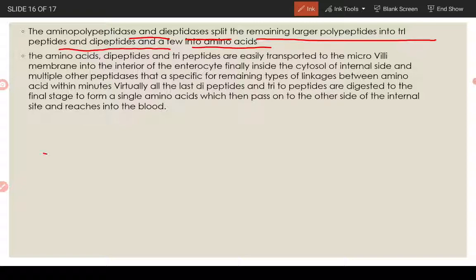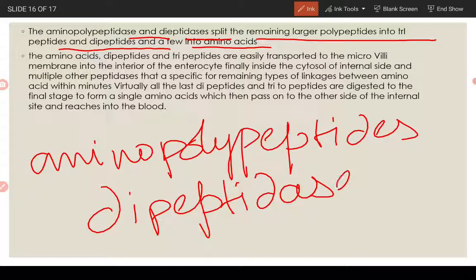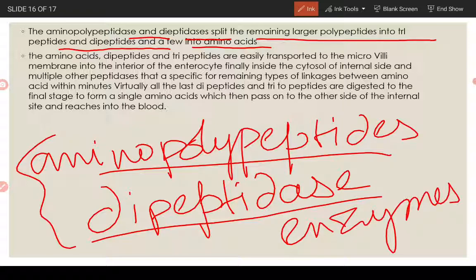So there are two enzymes, like I said, aminopolypeptidase and dipeptidase, at the brush border of the microvilli, and their only function is to break down the larger polypeptides which come into contact with them in the microvilli. They break them down into singular amino acids, or small dipeptides and tripeptides. So no bigger protein molecules remain in the small intestine. This is the function of the aminopolypeptidase and dipeptidase enzymes present in the brush border of the microvilli of enterocytes.